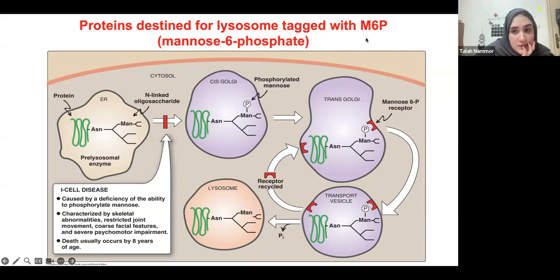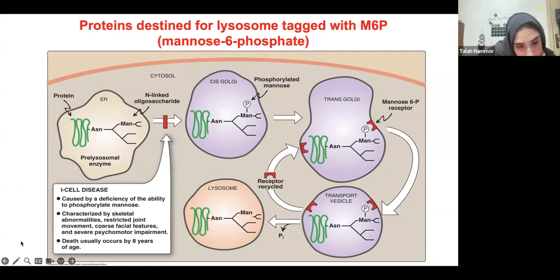So this mannose-6-phosphate usually tags the proteins and shows that they are destined for degradation. But if mannose-6-phosphate is not there, then nothing will be tagged, and nothing is going to be degraded. Then what will happen? They'll just accumulate and accumulate. So this is what happens in I-cell disease. Mannose-6-phosphate is not there. All of these proteins that are supposed to be degraded by lysosomal enzymes are not degraded, and they just accumulate.